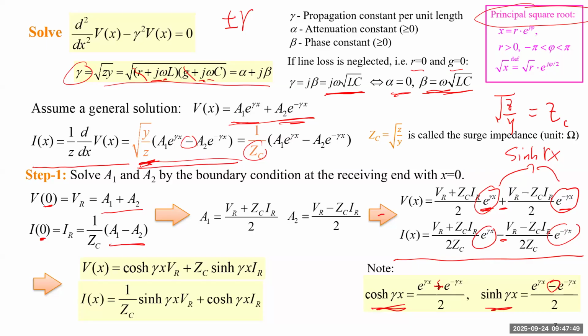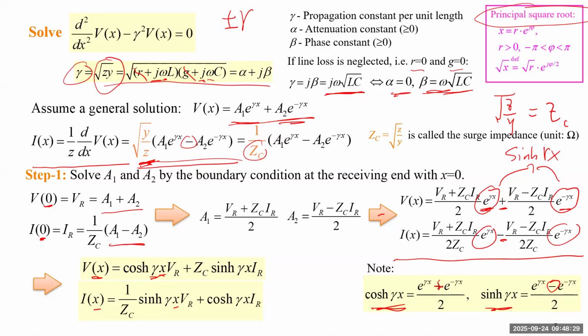Okay, so we're going to utilize those two equations for the following slides to calculate the voltage and current phasors along the line at any distance. All right, so here, x is the distance, right? x is the distance to the receiving end. Gamma is a complex number, which is equal to the square root of the product of the impedance and admittance of the line.